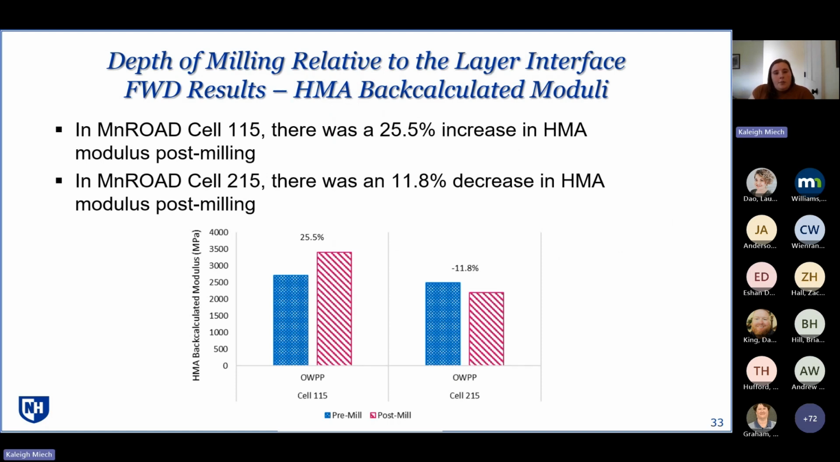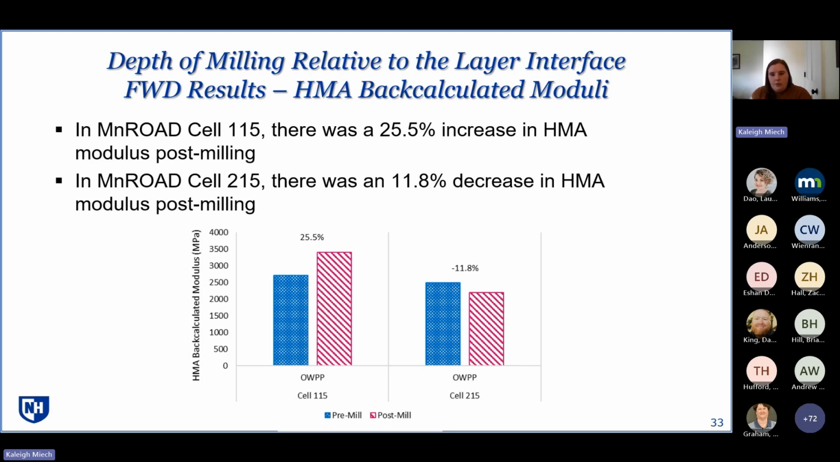And then here we have the FWD results for these cells. So as we can see in Min-Road Cell 115, there was a 25.5% increase in the hot mix asphalt modulus post-milling. And in 215, there was an 11.8% decrease in modulus post-milling. Milling was performed to the interface and halfway through the lift in cell 115. It was a split cell used for the 2 different variations.